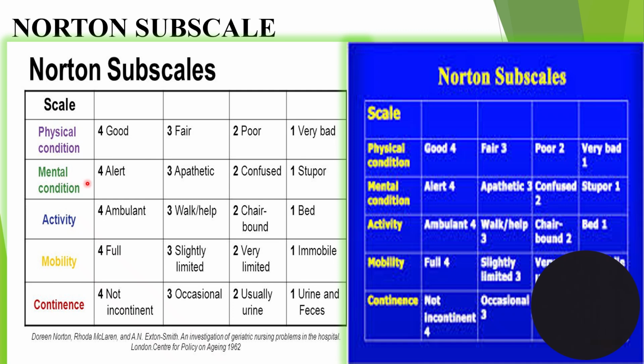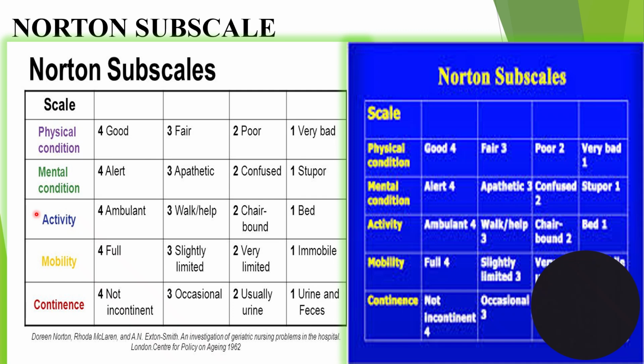Coming to the mental condition: if the person is alert, GCS 15 over 15, we give a score of 4. Apathetic, confused, 14, we give 3. If it is a confused state, we give 2, and stupor 1. When you come to the activity, if they can ambulate independently very well, we give 4. If they need assistance to walk, we give 3. Chair-bound patient 2. Bedridden patient 1.